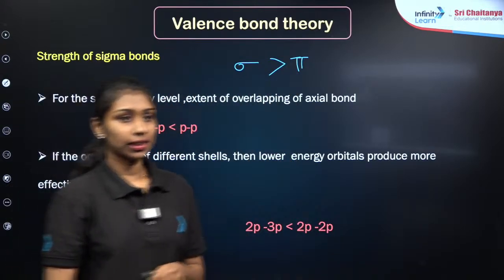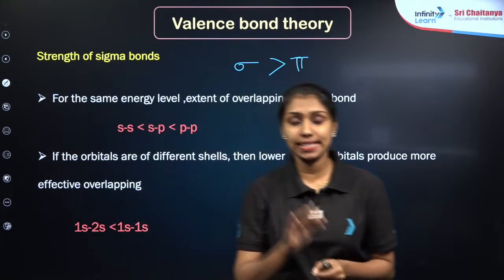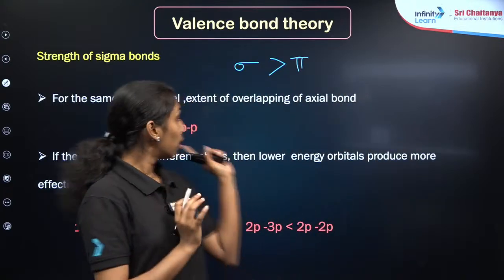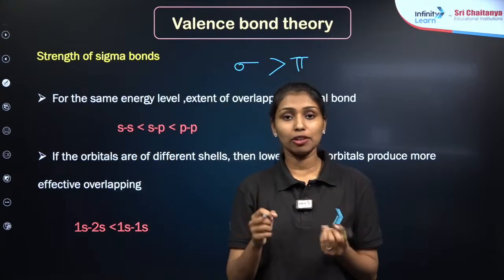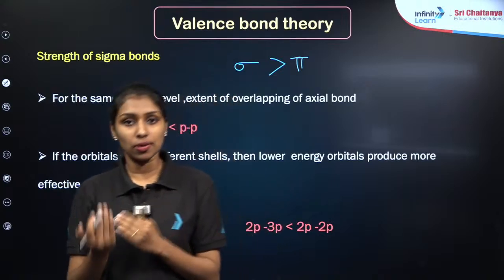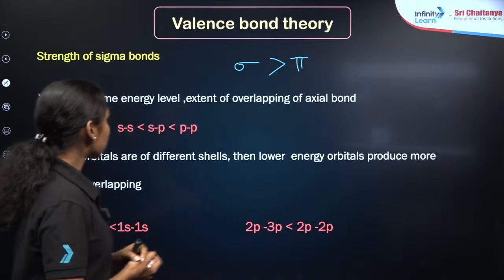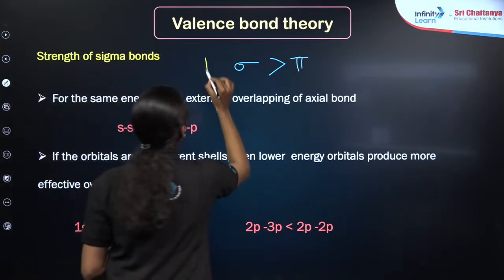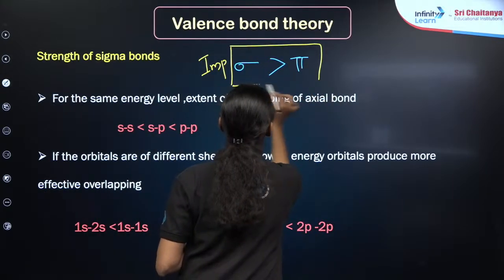Sigma bond has more strength than the pi bond because of their extent of overlapping, right? We have already discussed the overlapping in the case of sigma bond: it is axial, head-on overlapping, so there will be a greater extent of overlapping. As the extent of overlapping increases, the strength of the bond also increases according to the postulates of VBT, right? Clear? So, this is the important point from VBT: sigma bond is stronger than the pi bond, right? Aryang, is it clear now?